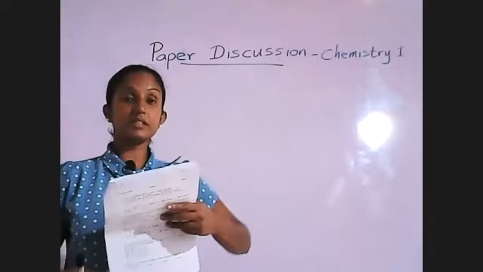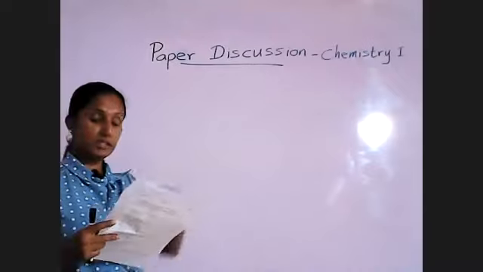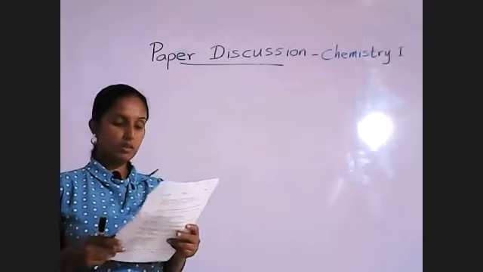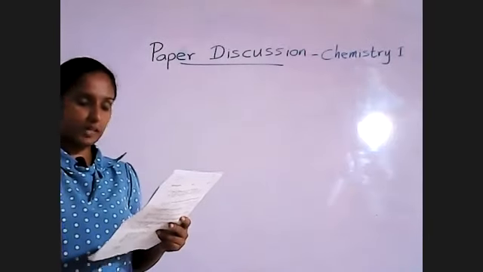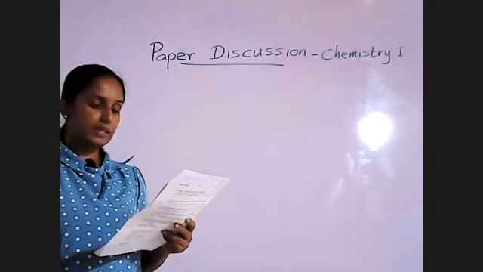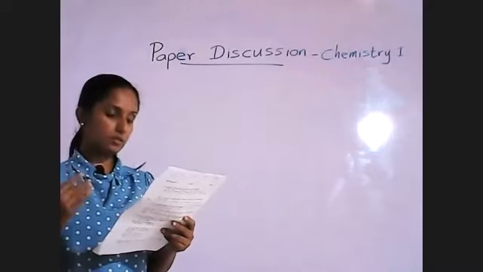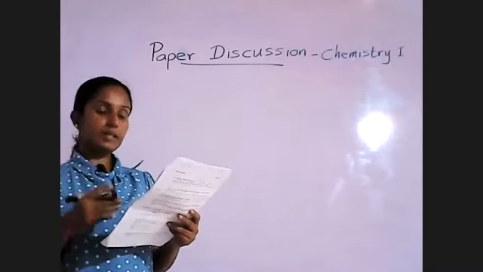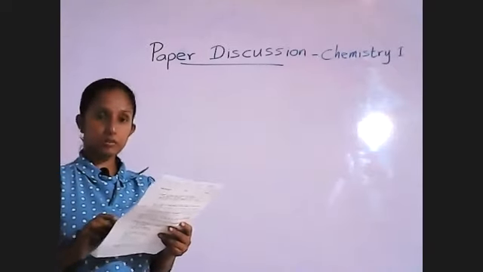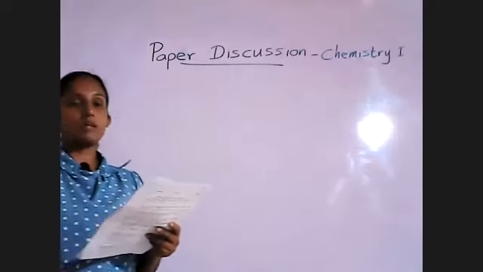Question number 16. Which of the following is a homogeneous mixture? In the previous one, they asked about a heterogeneous mixture. Now, homogeneous mixture. What is the answer? The second one, ethyl alcohol and water. All the other three, wheat flour and water, coconut oil and water, and clay and water, are heterogeneous mixtures, and ethyl alcohol and water is a homogeneous one.